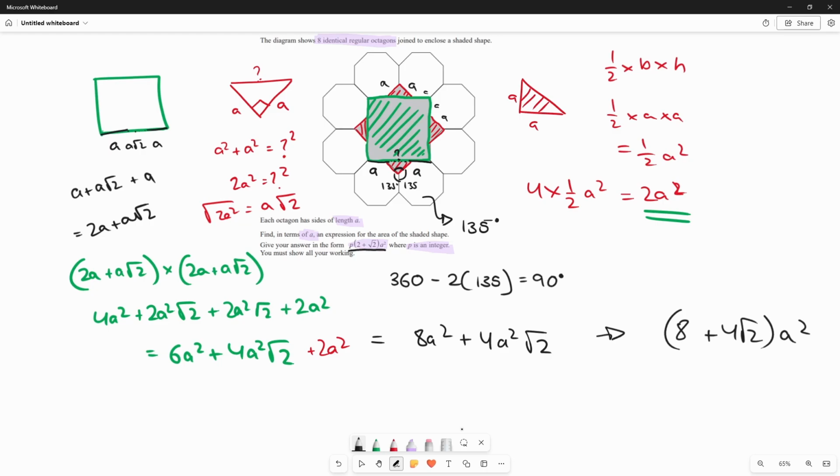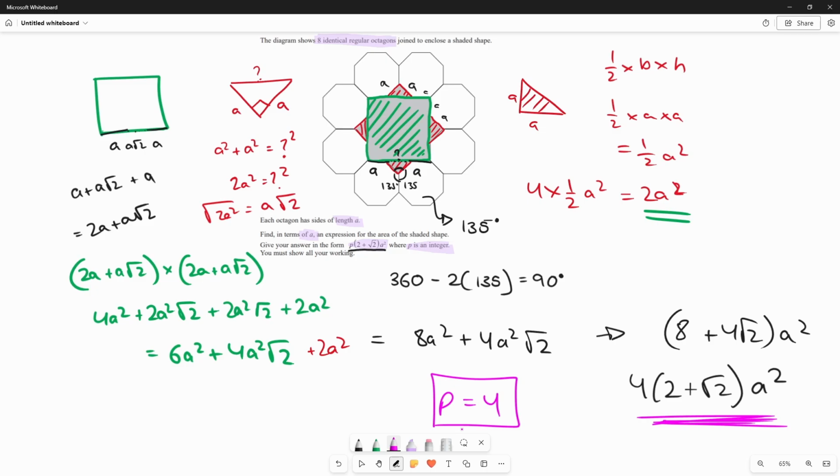And that's nearly in the same form, but it has root 2 on its own. So to do that, we're just going to have to factorize 4 out of it, and we'll get 4 lots of 2 plus root 2 A squared. And this is our answer, which means that P equals 4, and that is the integer which is correct.